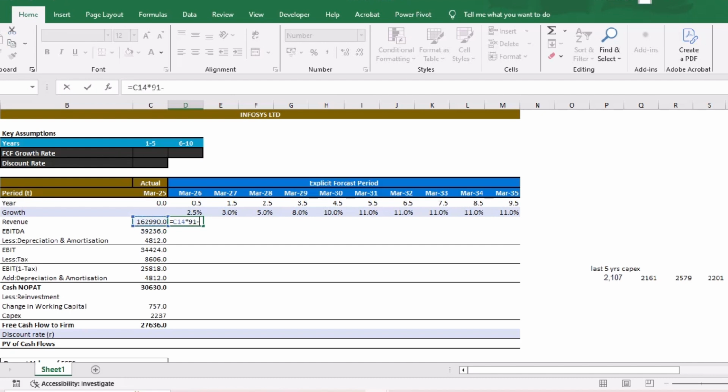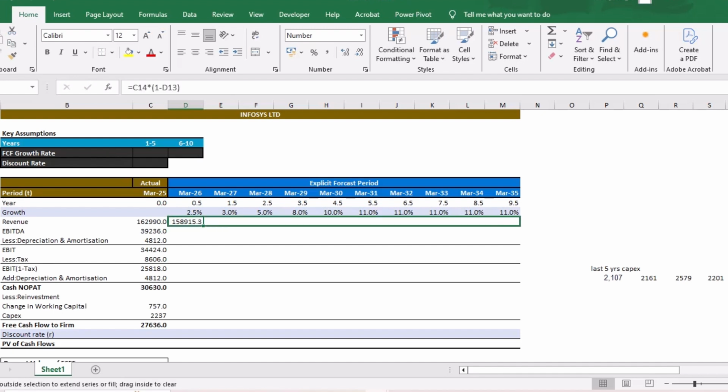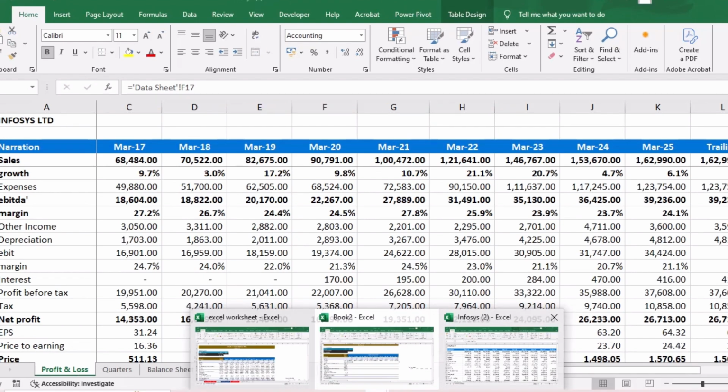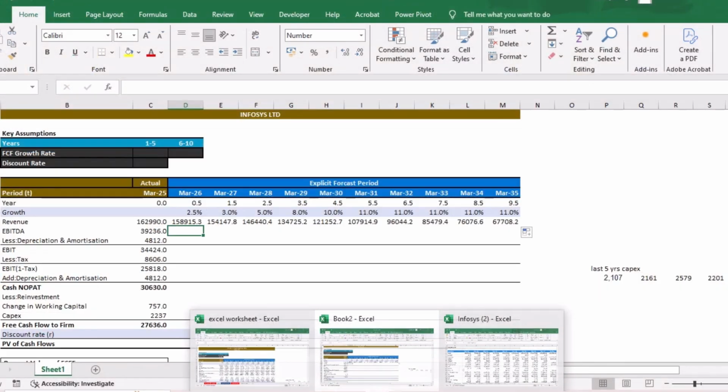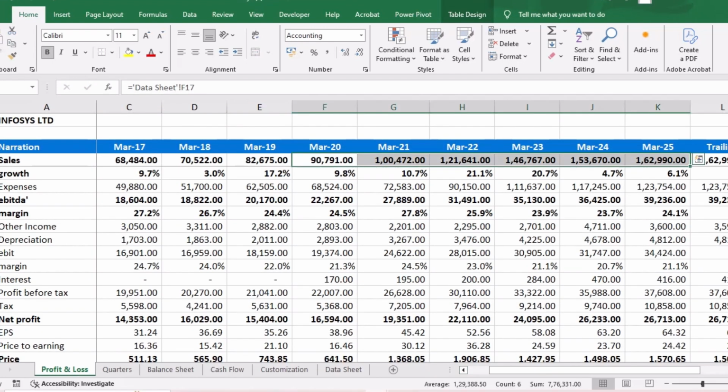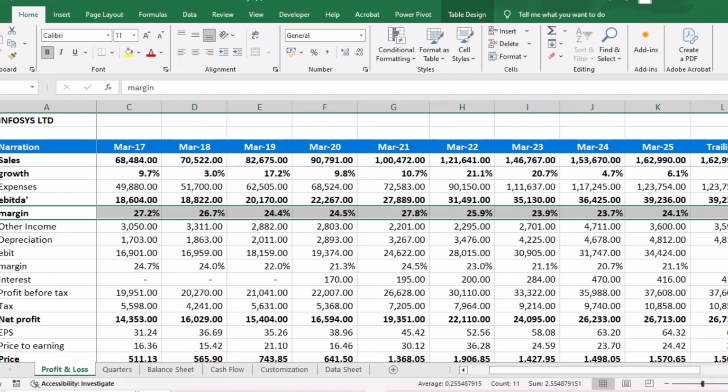So this is the formula. You can just see this bracket close. This one mistake, and just drag it. This is our revenue. For EBITDA, we have seen, where I was, see, this is our EBITDA margin.